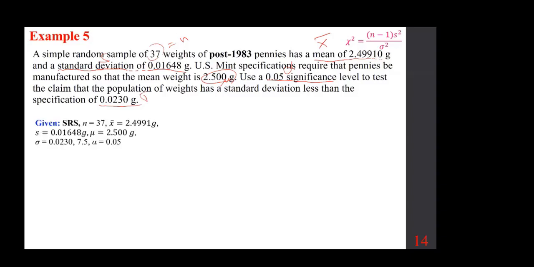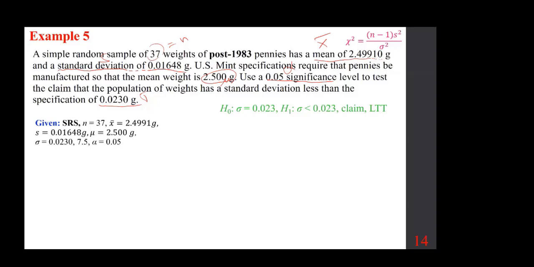It's a simple random sample, so S. N is 37. X bar is 2.4991 grams. S is 0.01648 grams. Why is that? Because it pertains to those 37 samples. H0 and H1. We want to check that the standard deviation is less than that. That's the left tail test. So sigma is 0.023, and of course, with the units, grams. H1 says sigma is less than that, and it makes it a left tail test. And that is also the claim.